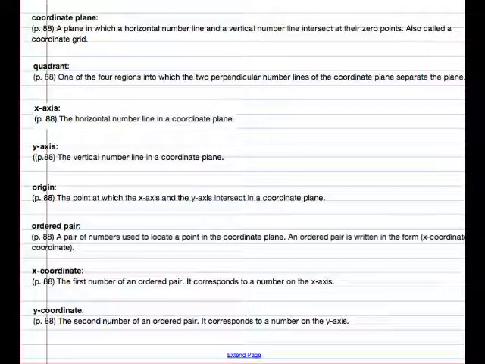This is the vocabulary for this lesson. 1, 2, 3, 4, 5, 6, 7, 8 vocabulary words, major vocabulary. Make sure you write that in your notes and make flashcards for each of those. There will be a vocabulary test at the end of the chapter, about 20 points.